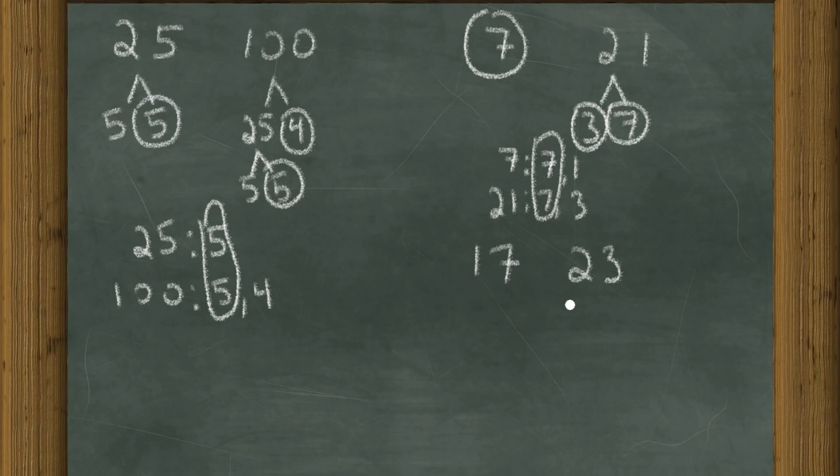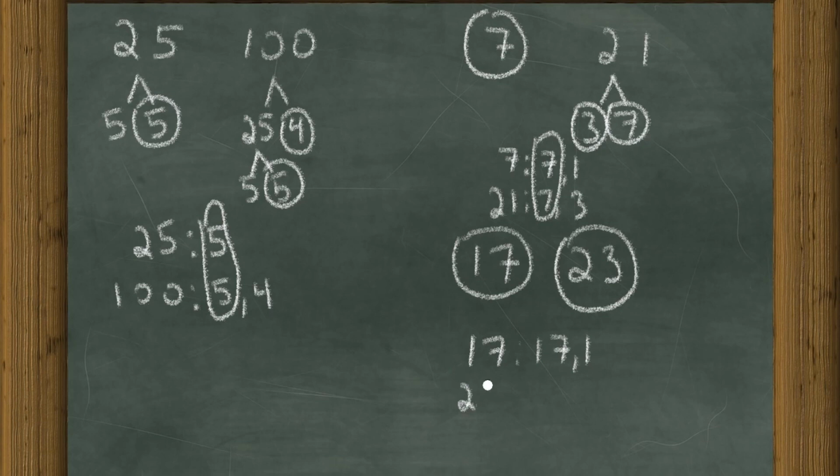Now if we look at 17 and 23, in this case, they're both prime numbers. So I'm going to circle those. I'm going to do the same step. 17 can be written as 17 and 1. And then 23 can be written as 23 and 1. This one's almost like a trick, because the greatest common divisor between two prime numbers, 23 and 17, is always going to be 1.